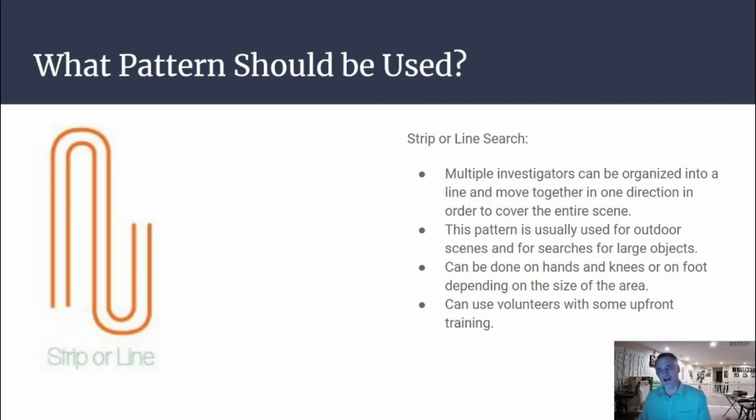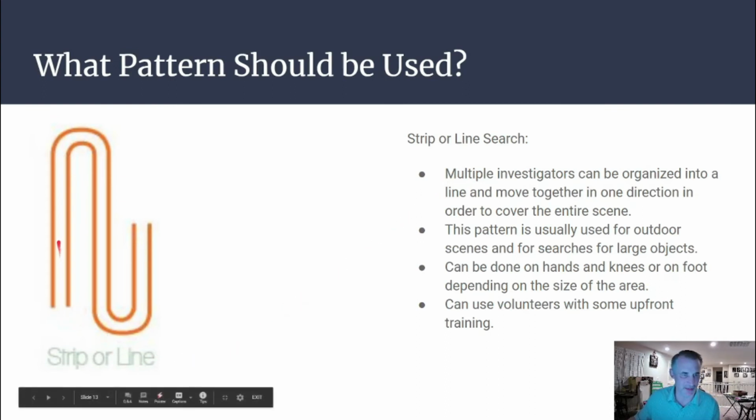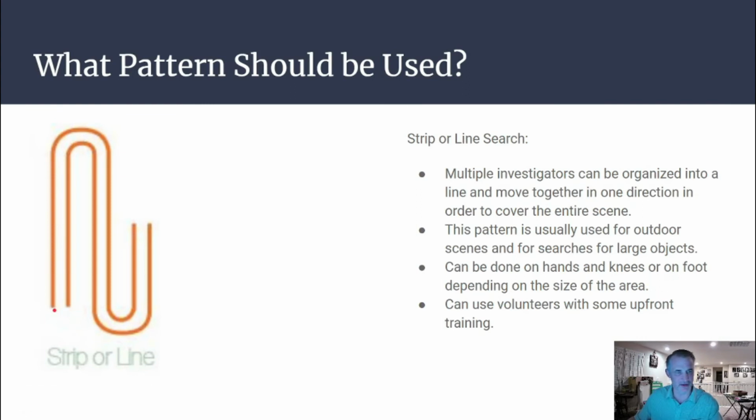And then you have line or strip search. Sometimes they're called strip or line search. It doesn't matter what you call it. Multiple investigators can be organized into a single line. So this is a little bit deceiving. This is showing 2 investigators maybe going at the same time. So you have one investigator here, another investigator here, and at the same time they're walking back and forth through this area. This is a lot of times used in large outdoor areas, big fields.